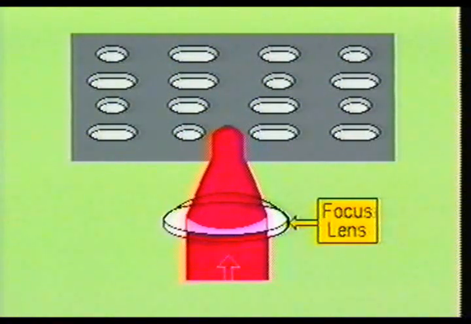At the point where the laser beam strikes the disk, the beam size is approximately 1 micron in diameter. This diameter is a little larger than the wavelength of the laser light. In theory, this is as small as the beam can become.